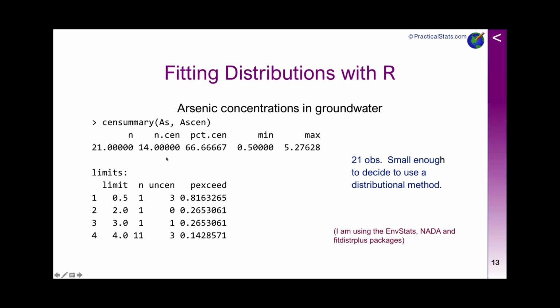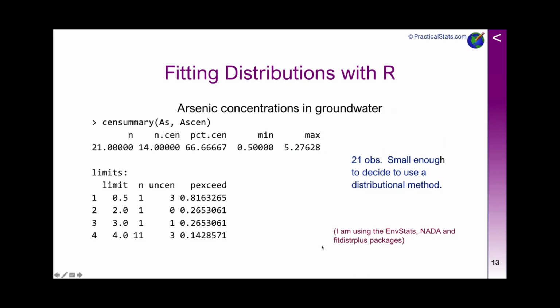So 14 of the 21 are censored. And here are the four detection limits: less than 0.5, and there's only one less than 0.5, a less than 2, a less than 3, and then 11 less than 4s. And our maximum is just up a little above 5, so that highest detection limit covers a lot of the range of the data. So there's still not a huge amount of information in this, and it'd be a good thing to fit a distribution to it.